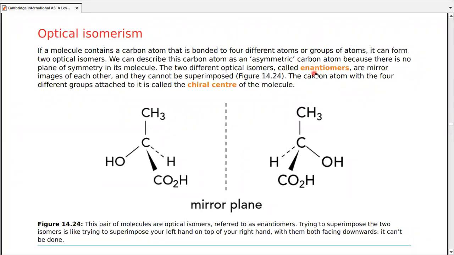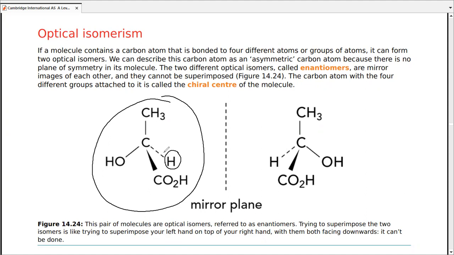optical isomers. Now, for this specific one, let's consider the case. If you take a look at this diagram, you would notice this carbon is bonded to H (1), OH (2), CH3 (3), and COOH or CO2H (4). This is bonded to four different atoms or groups of atoms. We can describe this specific carbon atom as an asymmetric carbon atom, but a more important name for this one would be chiral carbon. This one would be considered as a chiral carbon.